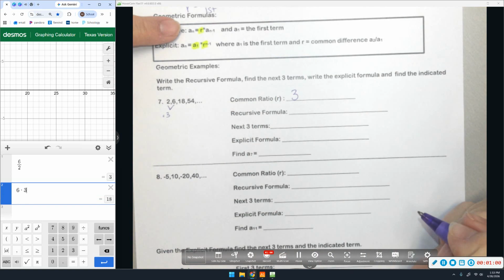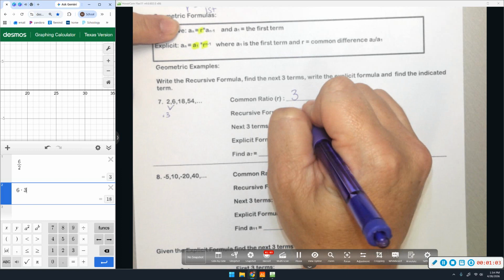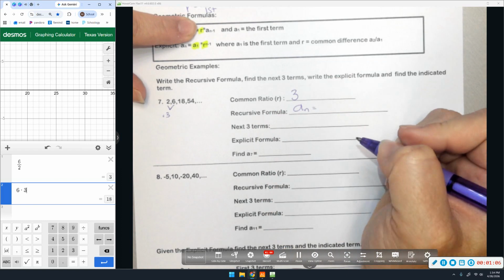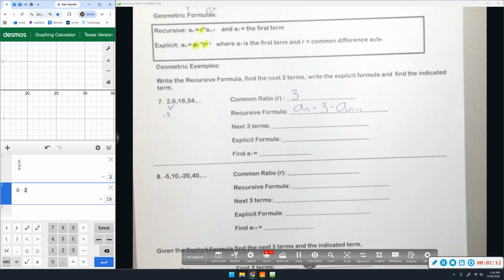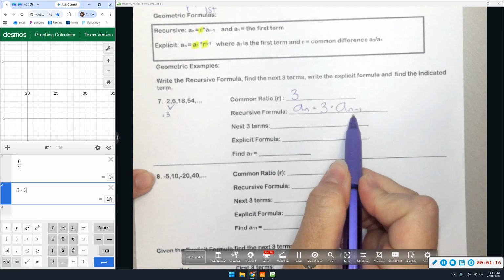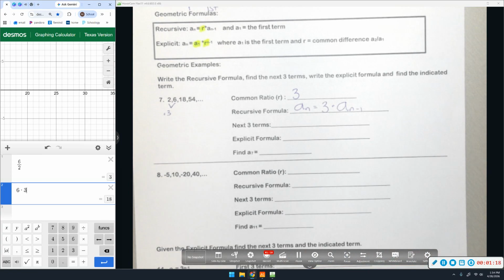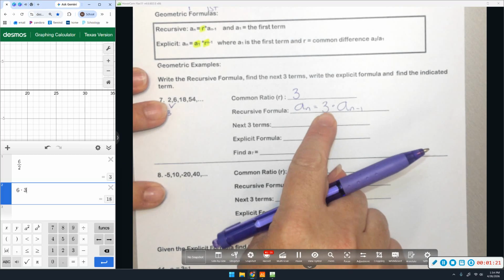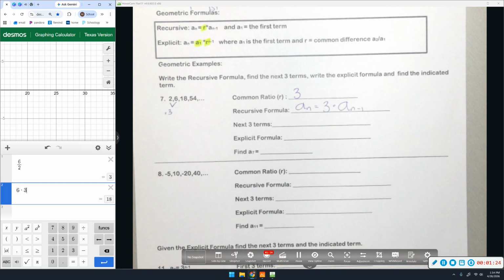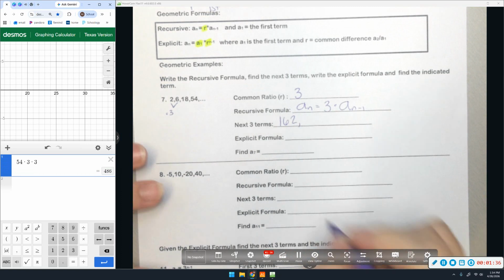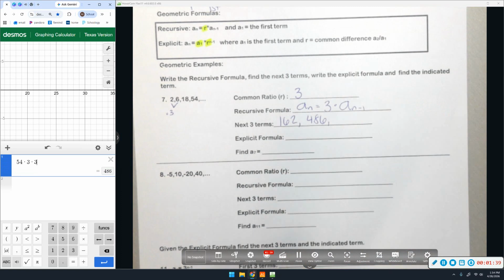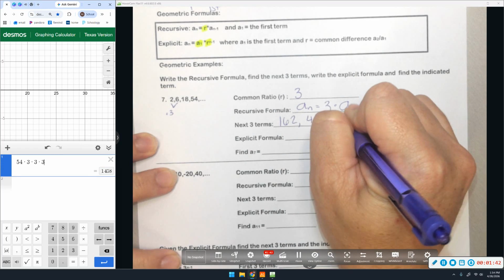So remember, in the recursive formula, we just plug in R. So a sub n equals R. What's my R? 3, times a sub n minus 1. Now, remember the recursive formula is always the one that has that n minus 1 at the bottom. And that's true for arithmetic and geometric. It's also telling us that we're multiplying by 3. To find our next 3 terms, we can do 54 times 3, and that gives me 162. Times 3 gives me 486. And then times 3 gives me 1,458.